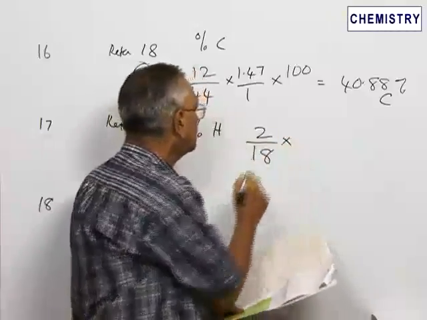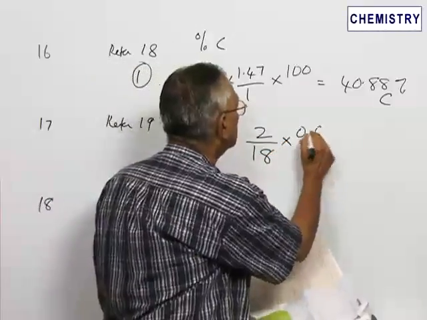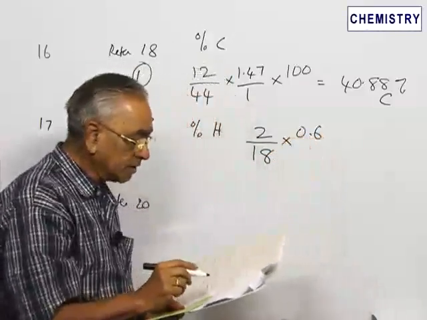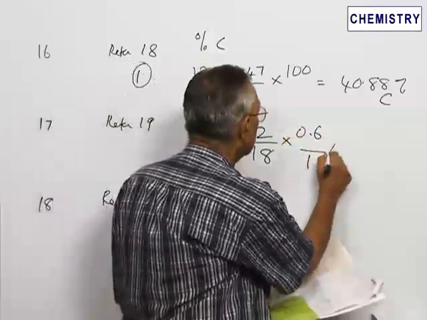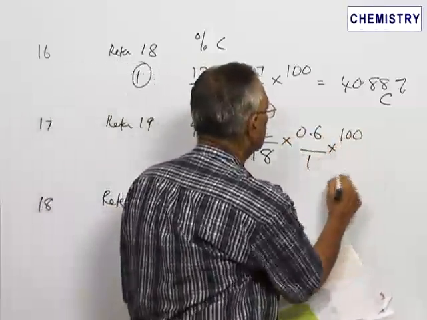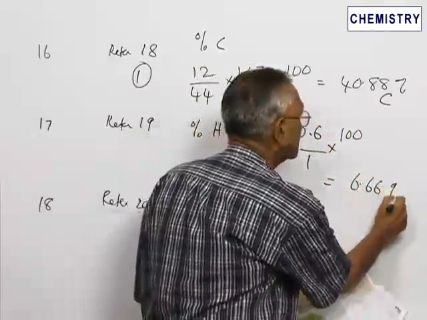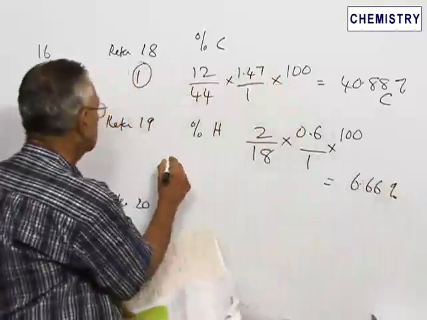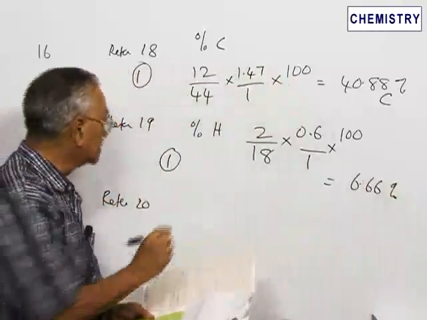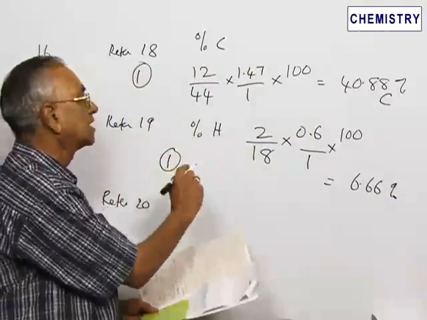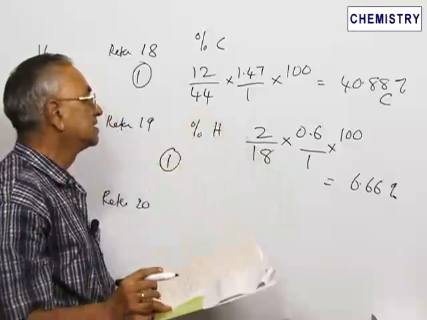How much water is being produced? 0.6 gram of water is being produced in this reaction. If this is available from 1 gram of the compound, then from 100 grams of the compound, how much will be available? It will be 6.66%. That corresponds to choice 1 in the question. Other values are given, but the correct choice is 6.66% of hydrogen that is available.